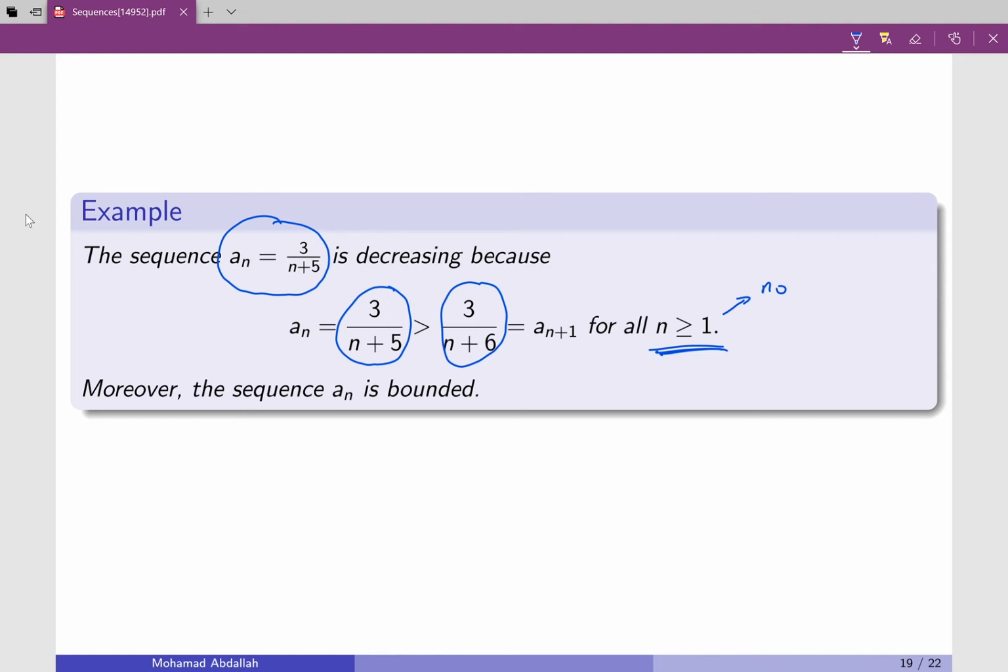So here we say that the sequence is monotonic, and in particular it's decreasing. Since an is bigger than an plus 1, then the sequence an is decreasing.